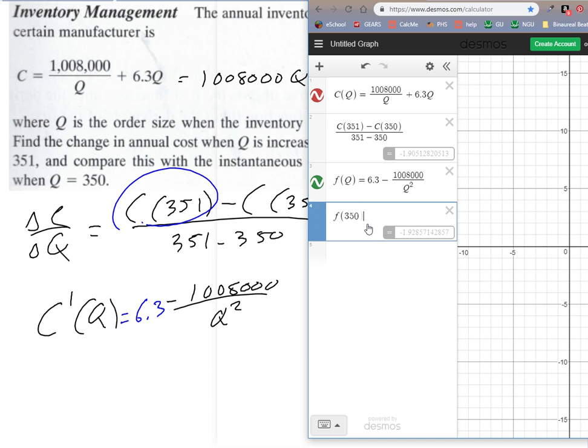So the odds are, if we do F of 351, sure enough, look what we see, negative 1.88. So it's slightly greater than negative 1.905, right? And the average is, as you'd expect, somewhere in the middle. Is it exactly in the middle? No, because the function's not linear, right? It's curving.